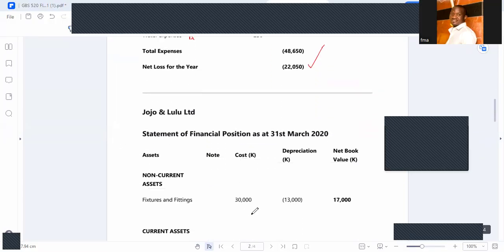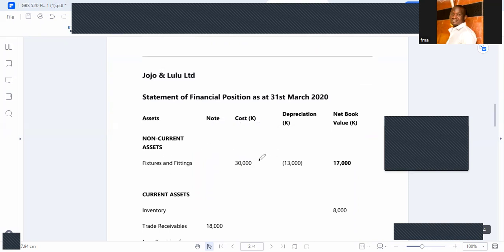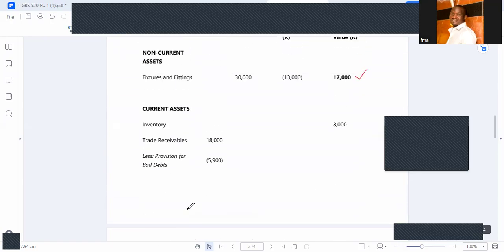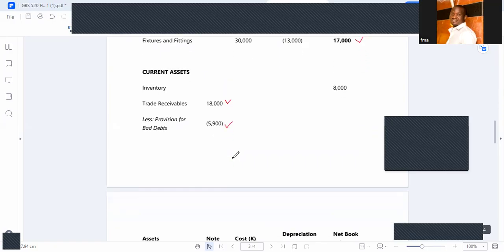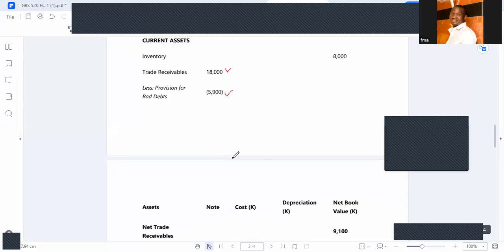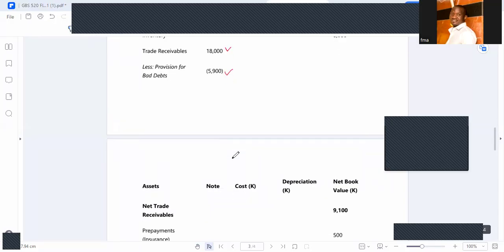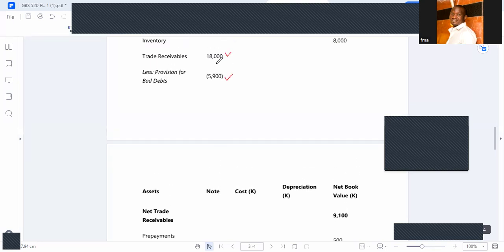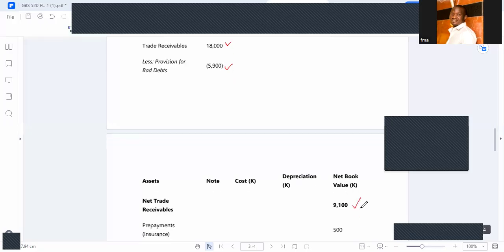And we go to our balance sheet, our non-current assets, our fixed assets and fittings, 30,000, we subtract the 13,000. So our net book value is what? 17,000. So we go to our current assets. 18,000 was our trade receivable. We remove provision, which is 5,000 plus 900, which is 5,900. Then when we subtract 18,000 minus 5,900, we get our net receivables as 9,100.